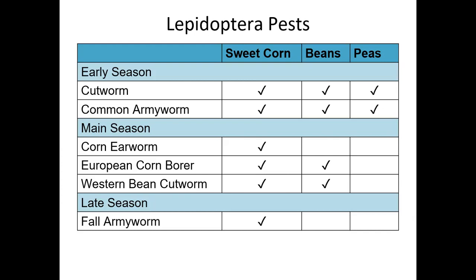The most common of the pests will be the corn earworm, the European corn borer, and the western bean cutworm. Those are the ones that we tend to see most often.